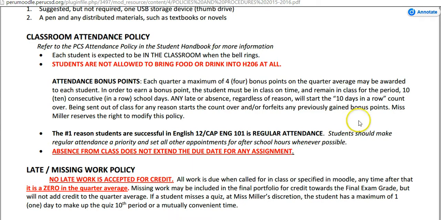The number one reason students are successful in English 12 or CAP English 101 is regular attendance. You should make every effort to make regular attendance a priority and set all your other appointments for after school hours whenever possible. Absence from class does not extend any due date for any assignment, so please plan ahead.